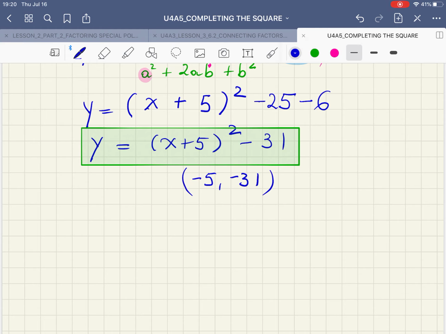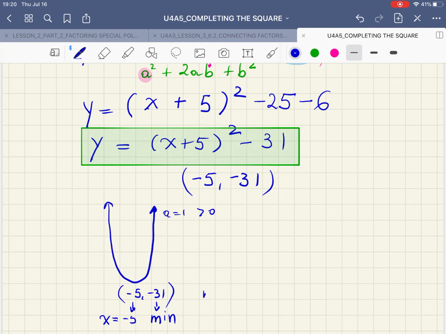Further to this, we're going to say that this parabola, if we were to draw the graph of it, will have a minimum, because it opens up: a equals 1, or positive. Now the vertex of (-5, -31) means that the minimum value of the parabola will be negative 31, and the minimum will occur when x equals negative 5. So in other words, we say minimum equals negative 31 at x equals negative 5.